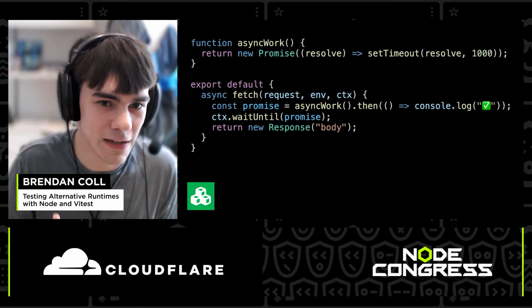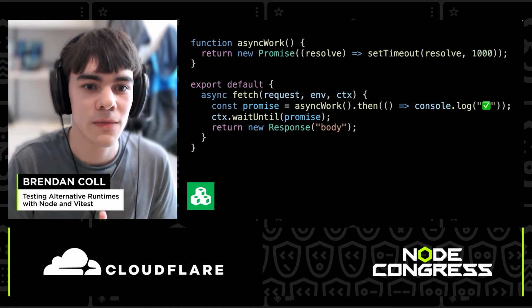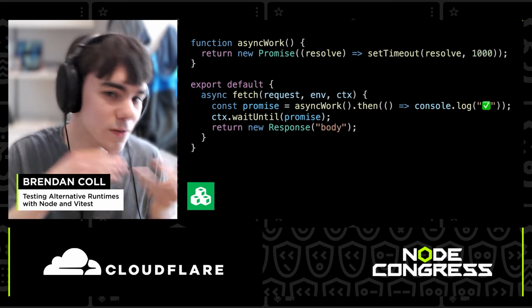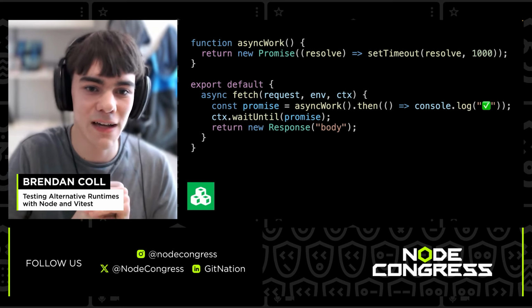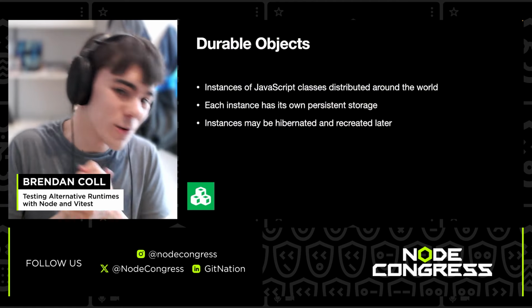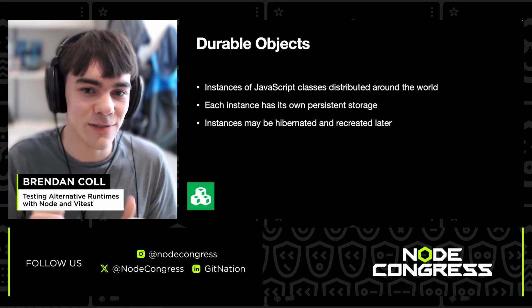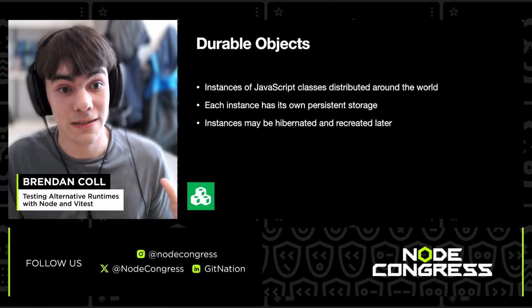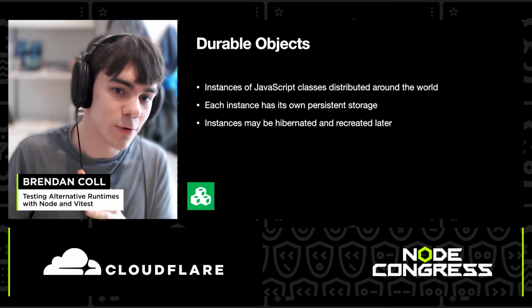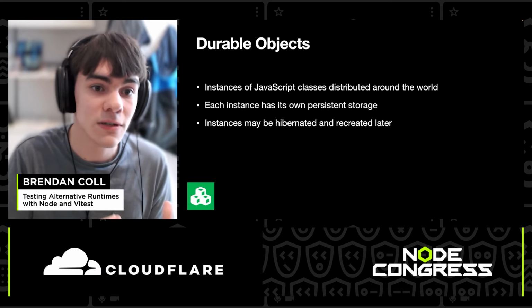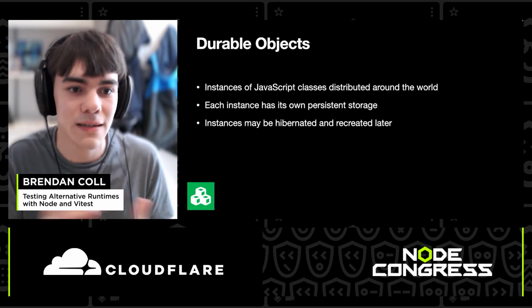This is quite problematic for tests, which have lots of async operations. We don't want to have to add this waitUntil thing to all of them. Fortunately, we also have these things called durable objects. Durable objects are essentially instances of a JavaScript class distributed around the world. Each instance has a unique ID and its own persistent storage. Instance properties can be used as volatile in-memory storage. If you're familiar with actors, it's kind of like those.